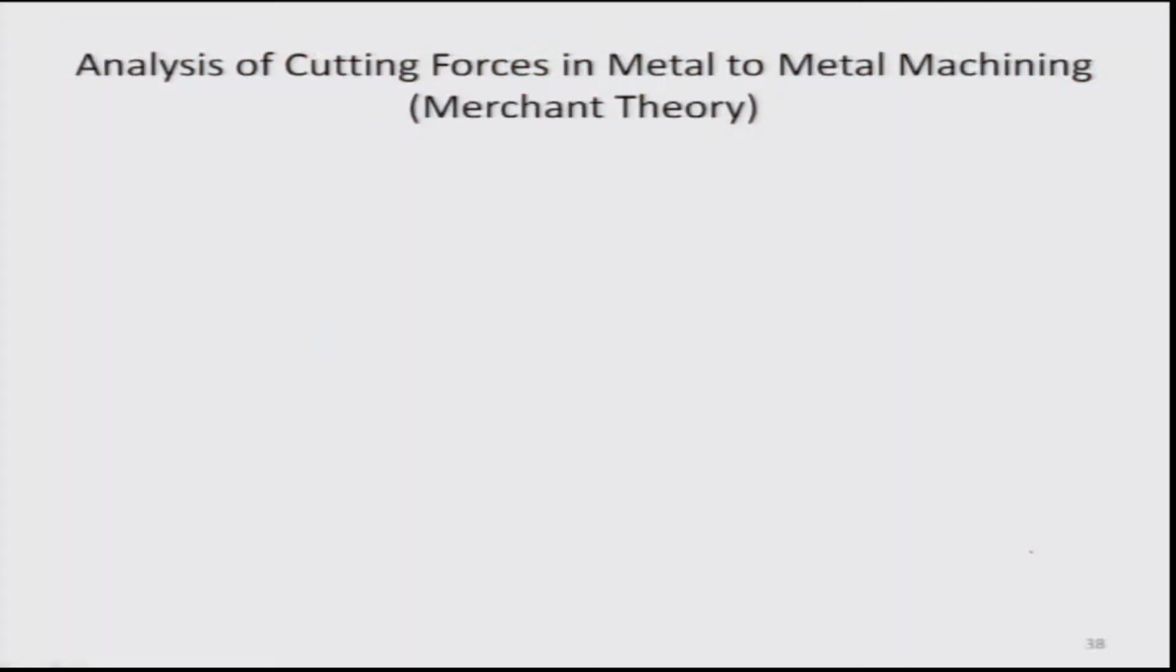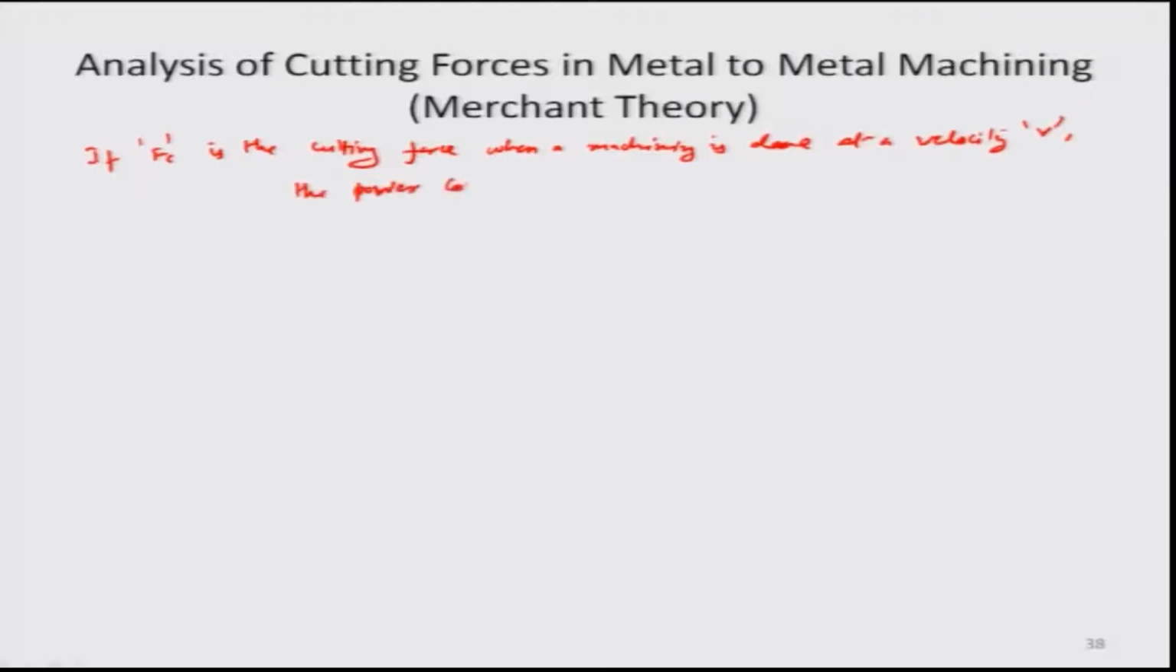We now need to go to a little bit different aspect about calculating the specific cutting energy of the material, and for that let us assume that Fc is the cutting force when a machining is done at a velocity v. The total power consumption, I think we had earlier discussed, comes out to be the force velocity product, right. So it is basically Fc into v that is used to define the power.